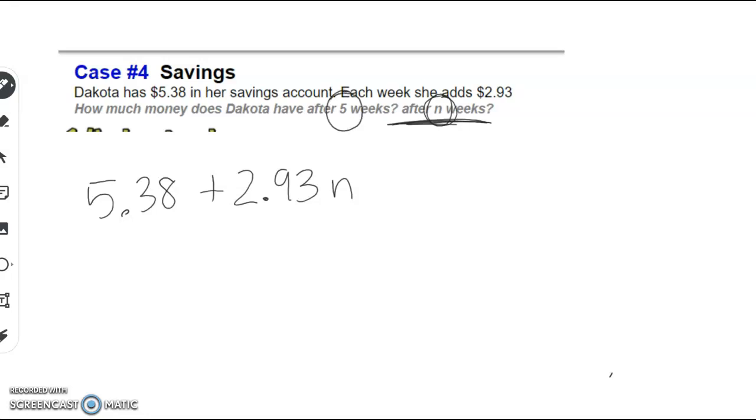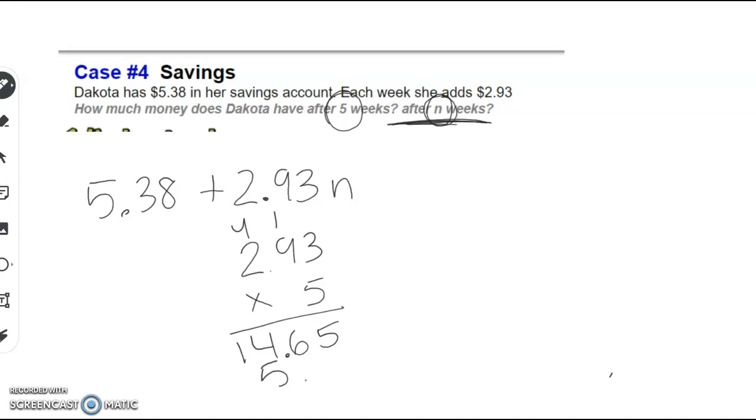And then they asked specifically about 5 weeks. So for 5 weeks, we would take $2.93 times 5. Figure out what that is. We've got $14.65 would be 5 weeks, plus the $5.38 she already had in there. She would have $20.03.